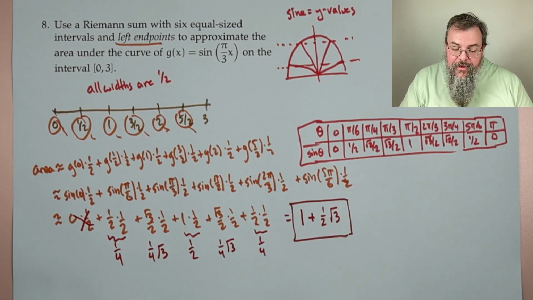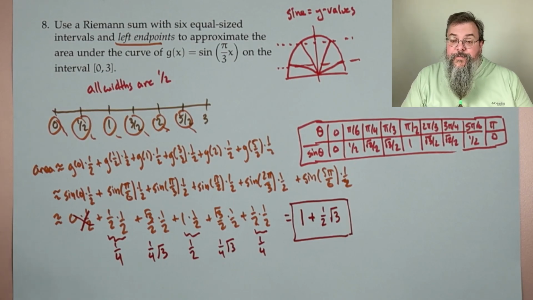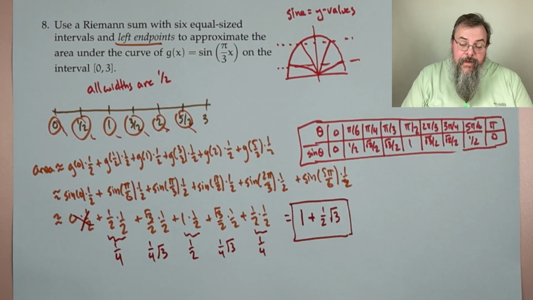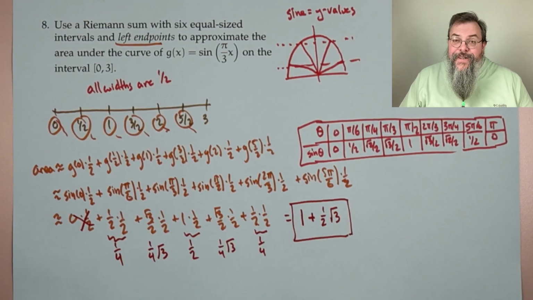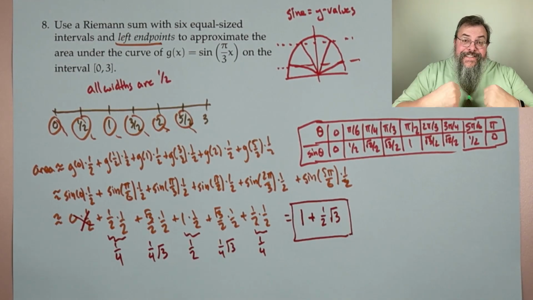There's our estimate for the area under this curve, under the curve sine of pi thirds x from the interval 0 to 3. 1 plus a half root 3. Is it exact? No. Is it an approximation? Sure. That's the whole point. We're doing approximations. All right. Great. We did it. Woohoo! Nice.